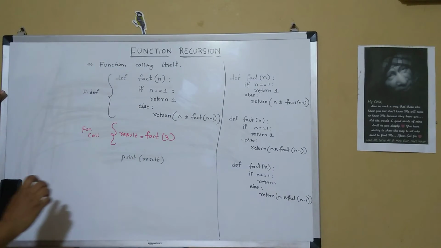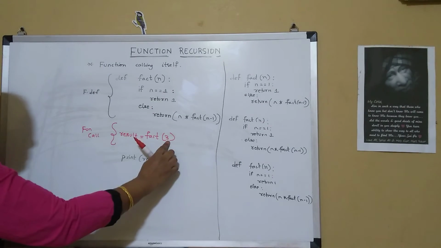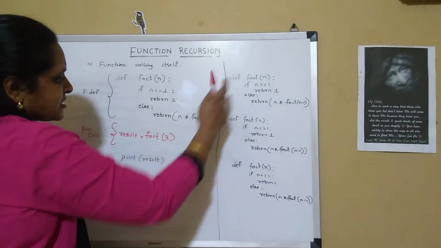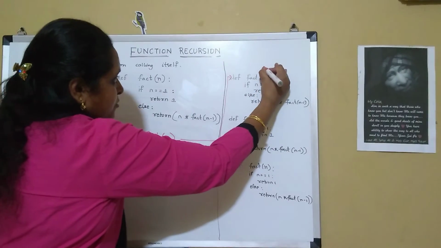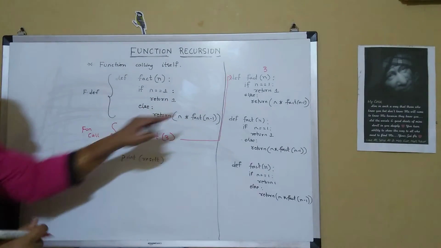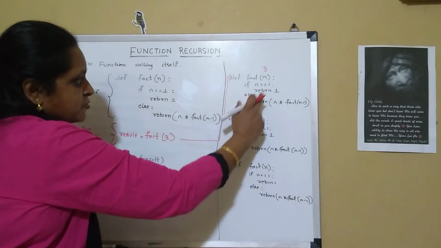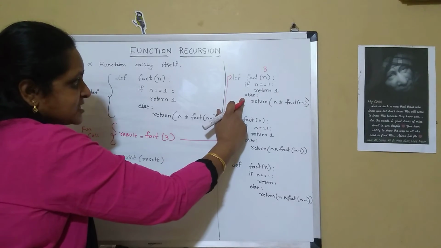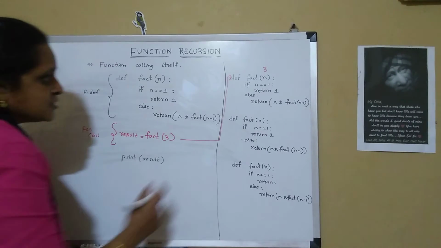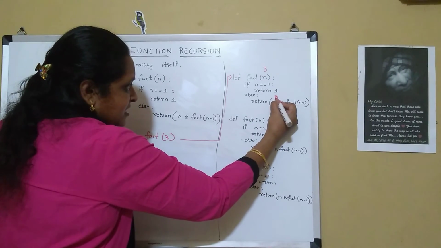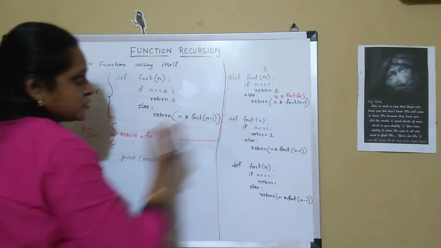So now let's see how it works. Let's trace out the program. Initially n is 3. For the first call, it will go to this particular location and take n value equal to 3. It is comparing if n equal to 1. So n is not 1, so it won't return 1. It will go to the else condition and return n into factorial n minus 1. So n is 3 in this case, 3 into factorial n minus 1 is nothing but factorial 2.